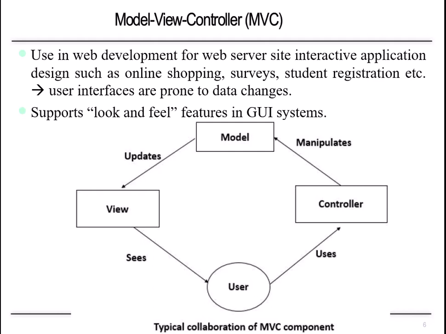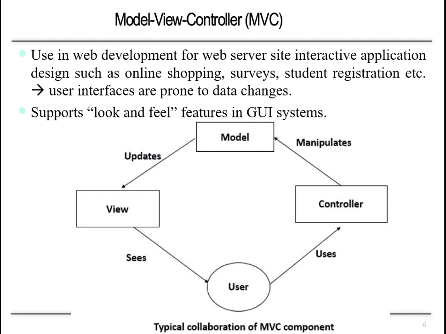Now let's discuss the model view controller pattern in detail. We have the three components, partitions. One is the model, which basically shows the data. The data are stored in the model, and the data behavior is also analyzed in the model part.